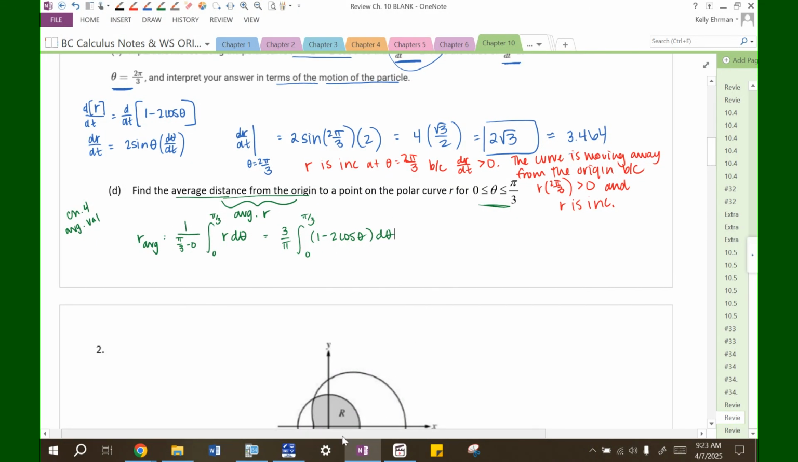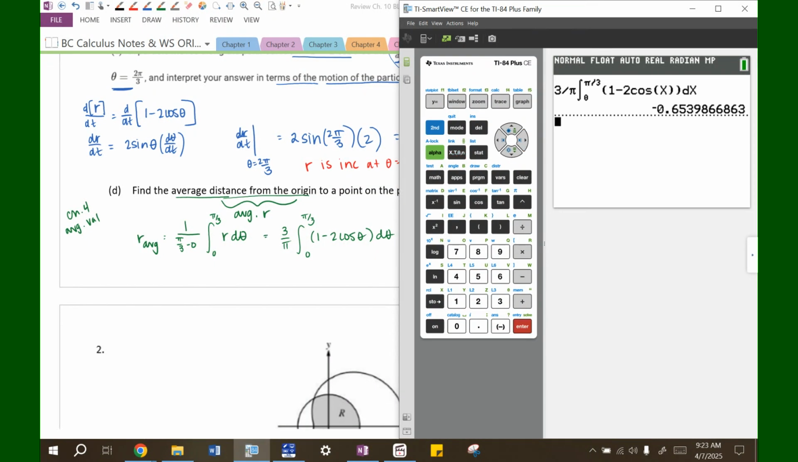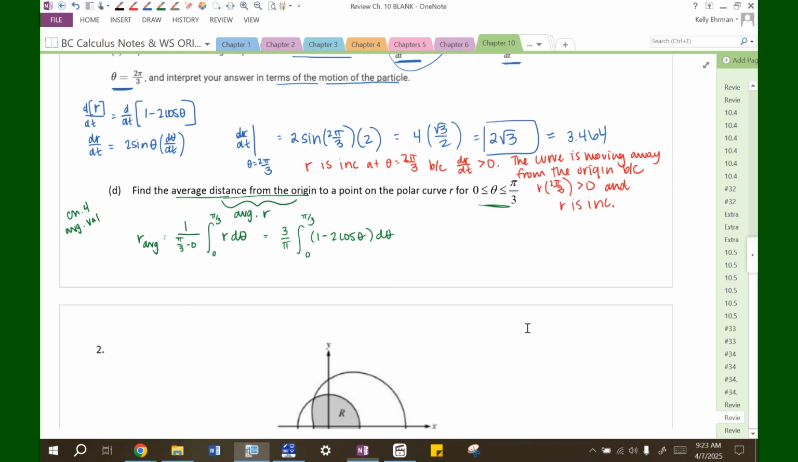All right, so what does this come out to? I'm just going to use my calculator. So 3 over pi times math 9, 0 to pi over 3 of 1 minus 2 cosine x dx. And I'm getting, if I round this, negative 0.654.